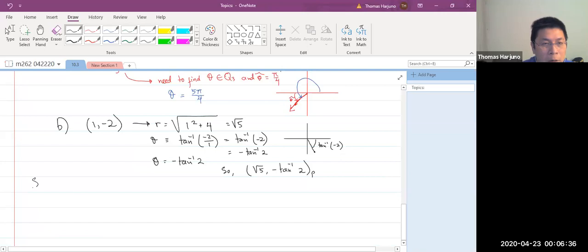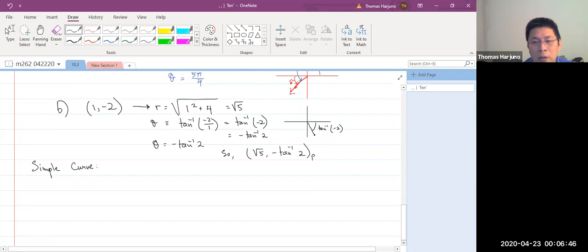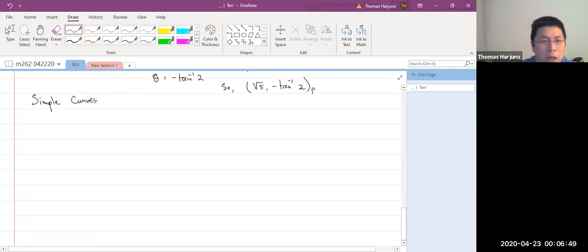Now I will start with some simple curves. Simple curves. How to express them in polar, how to express them in rectangular, vice versa, and what it looks like. Okay, now the first one is r equals constant. For example, r equals to 3.